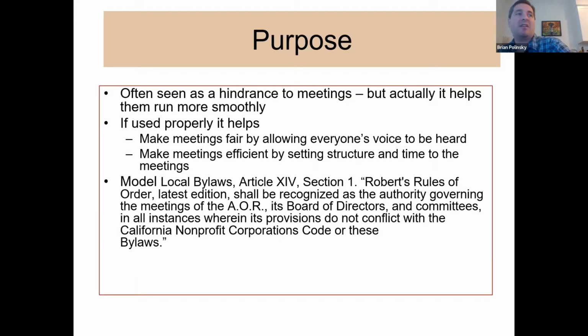In fact, the model local bylaws include Article 14, and I assume most of your associations have incorporated this. It says, "Robert's Rules of Order latest edition shall be recognized as the authority governing the meetings of the association, its board of directors and committees, in all instances wherein its provisions do not conflict with the California Nonprofit Corporations Code or these bylaws." So I assume most of you have in your bylaws that you should be conducting board and committee meetings in accordance with Robert's Rules of Order.